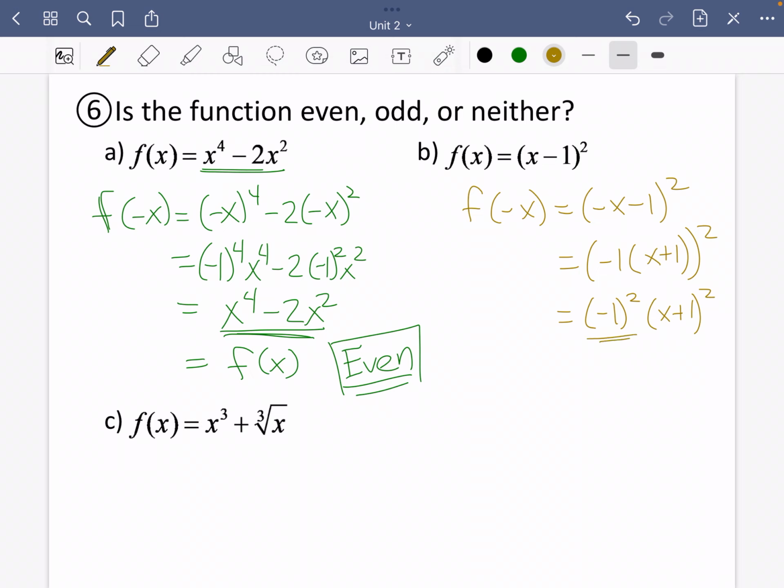What happens to that negative? That negative is going to go away, and we are left with x plus 1 squared. Is that the original function? Is that x minus 1 squared? No, because there's a plus here, there's a minus here. So that's not the original function. Is this the negative of the original function? The answer there is also no, because a negative would just have a negative out in front of the whole thing, not just changing the sign here. And so this function is neither odd nor even.